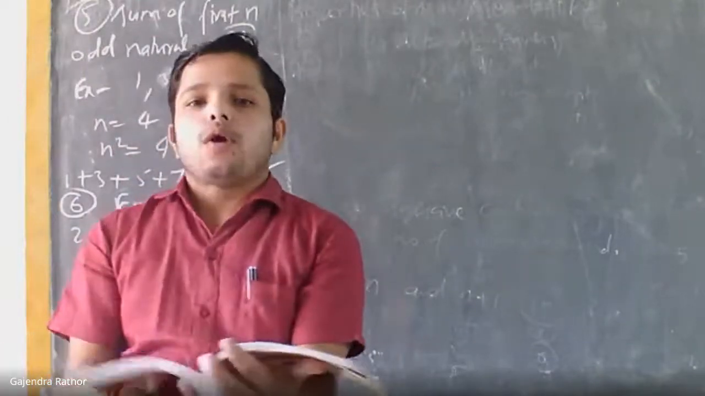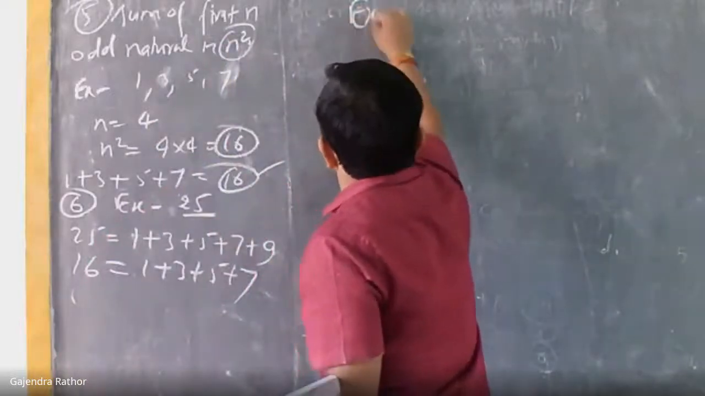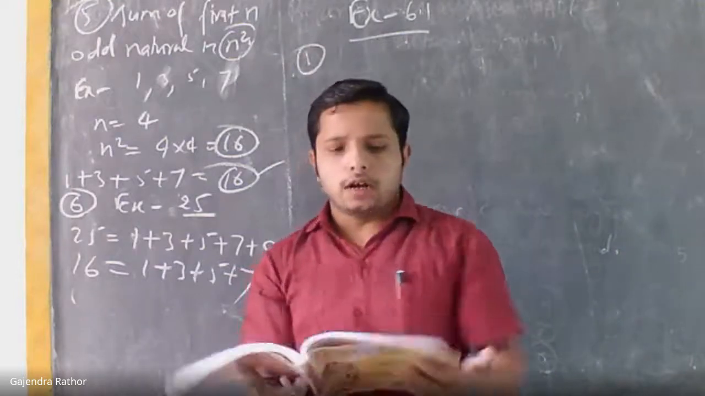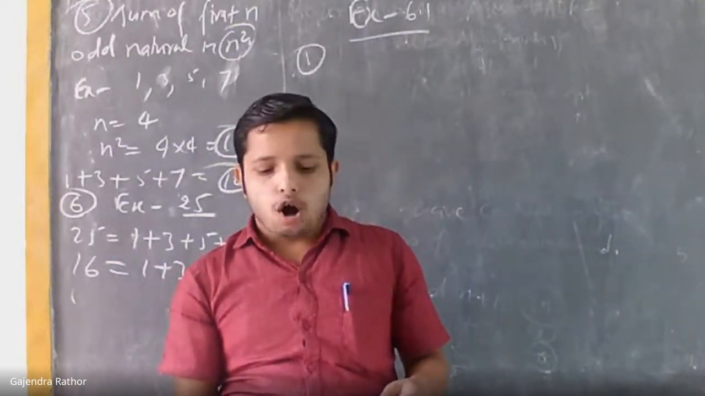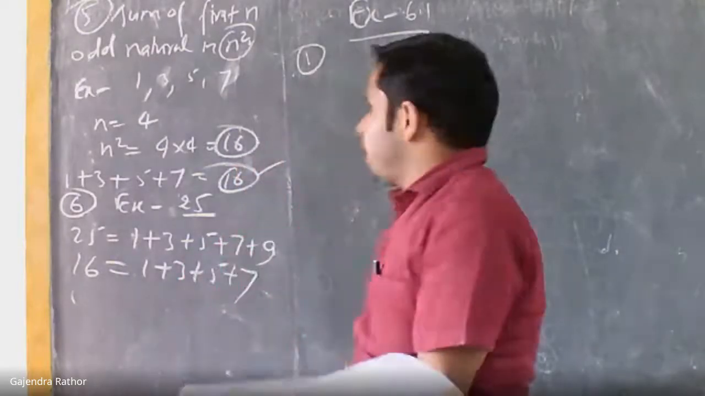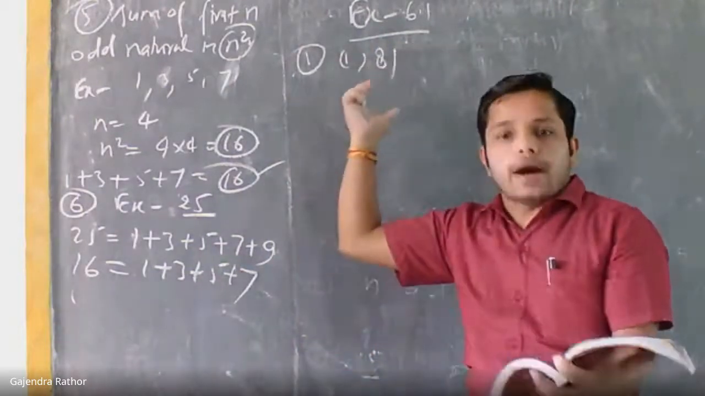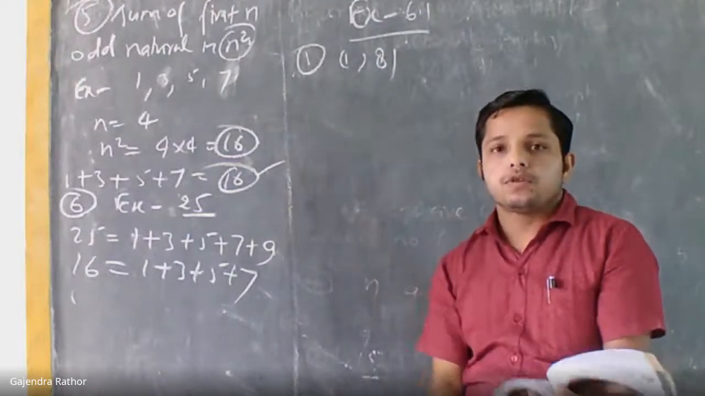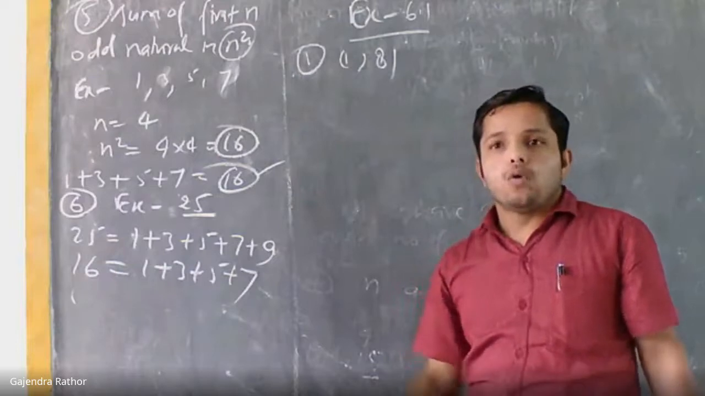We will discuss only the first question of exercise 6.1. In the first question, we have to find the unit digit of the squares of the following numbers. We are given some numbers like 81. We have to find the unit digit of the square of this number. So how do we find it? By using the properties.